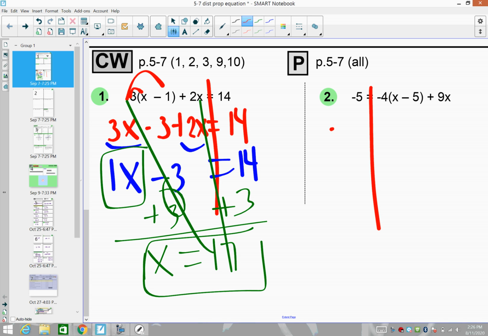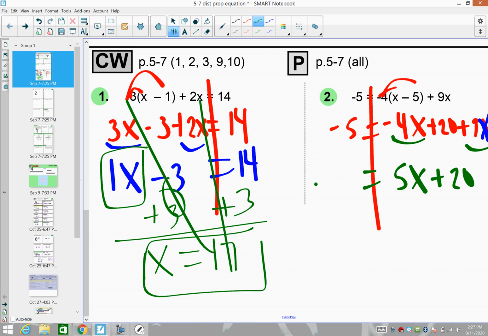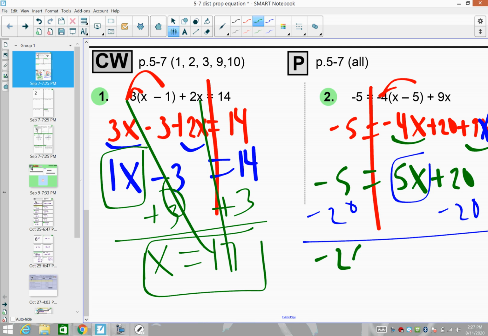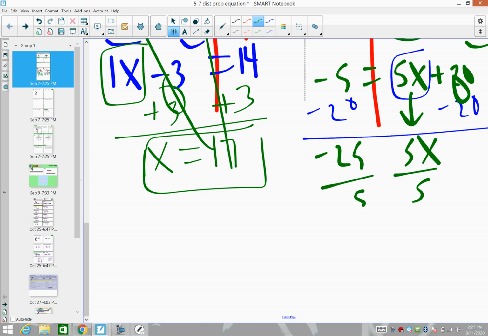Distributive property. So we get negative 5 equals negative 4x plus 20 plus 9x. Combine like terms. So when we go to combine like terms, we get negative 4x and 9x gives us positive 5x. Build house, build fence, clean yard, clean yard. We subtract 20, copy, paste, copy, paste. If I haven't used it, drag it down, drag it down. So we divide by 5, copy, paste, copy, paste. So we get x equals negative 5. So the result is x equals negative 5.